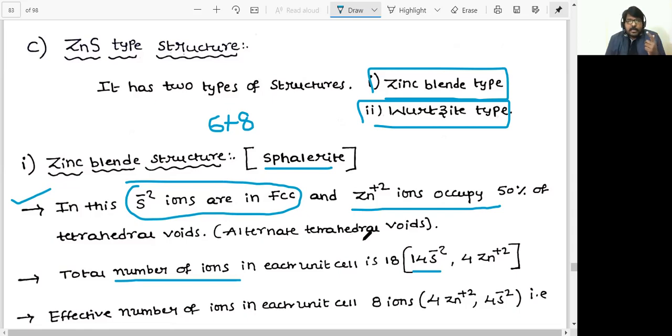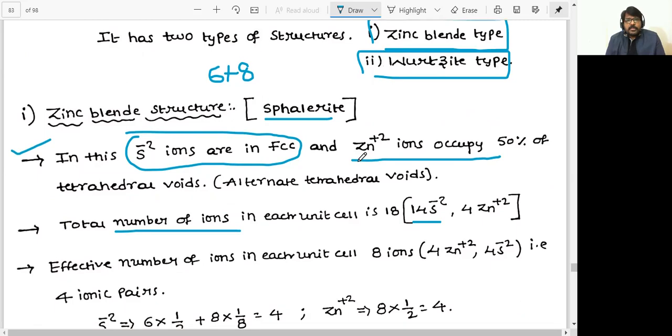If you can recollect the location of voids in HCP and CCP, we clearly discussed that in video number 12. If you have forgotten, go and watch video number 12. In the case of CCP or FCC, tetrahedral voids are present on the body diagonal. Each body diagonal has two tetrahedral voids, located at a distance of 1/4 from the corner.